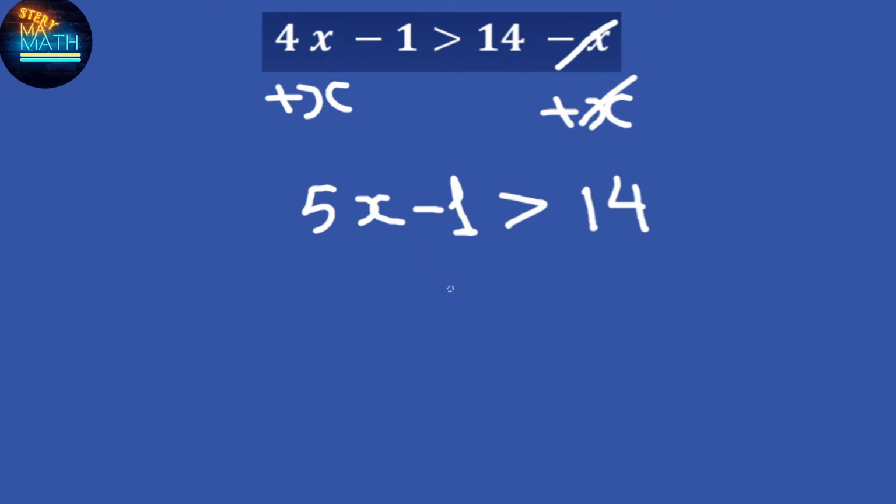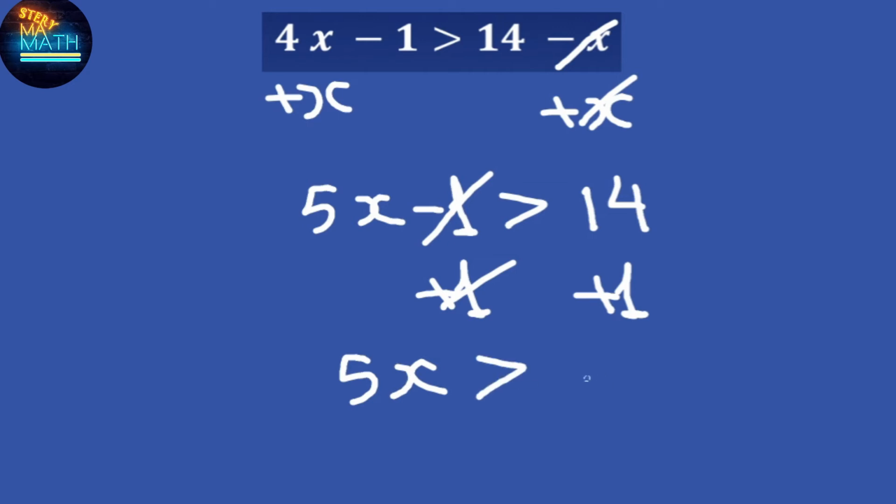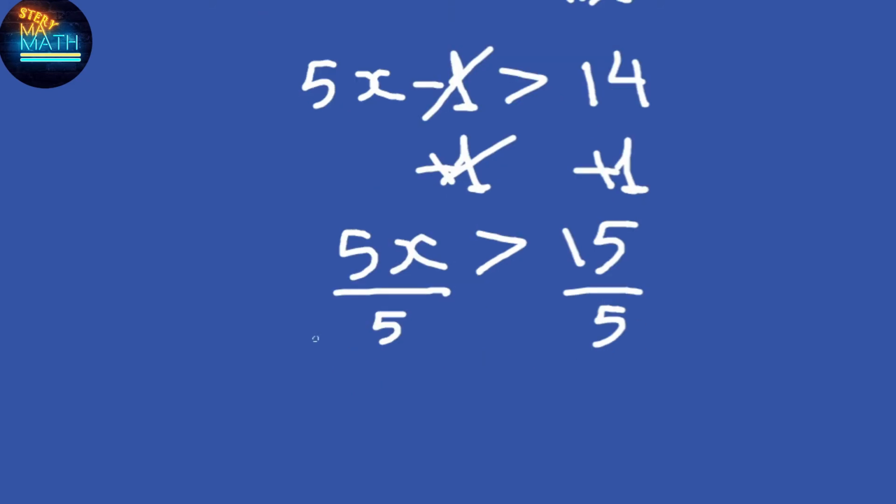And you want to get rid of negative 1, so you will add 1 to both sides. Here is plus 1, and also here plus 1. Now 5x is greater than 14 plus 1, which is 15. Should you flip the sign? Should you flip the inequality here? No, because you will divide by 5, not negative 5. So there is no need to change the sign. So here is divided by 5, and also here divided by 5. 5 divided by 5 is 1, so x is greater than 15 divided by 5, which is 3.